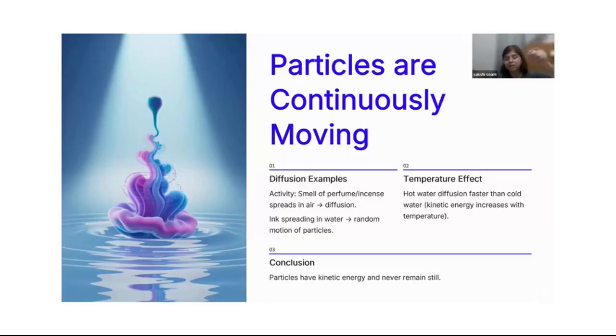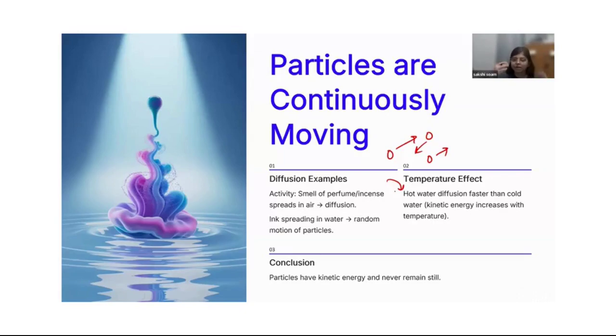Because the particles are moving with a high speed because the kinetic energy is high. So whenever we increase the temperature, the kinetic energy is high, right? Because of the increasing temperature, these particles are moving with a very high speed. That is the reason that hot water diffusion is faster than cold water.